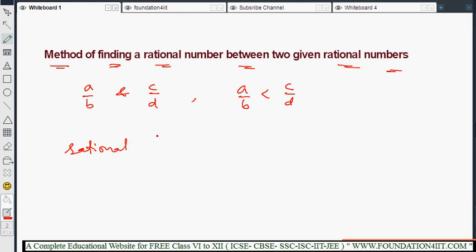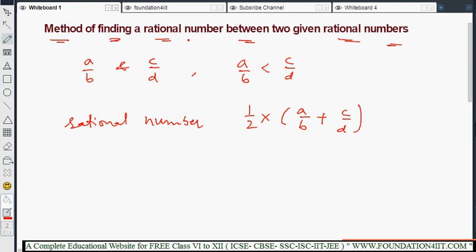Then the rational number between these two, a by b and c by d, is half into a by b plus c by d. The meaning of this is that both rational numbers are added and multiplied by 1 by 2. Then we get exactly the middle number of the two given rational numbers. I'll give an example, it will be clear for you.